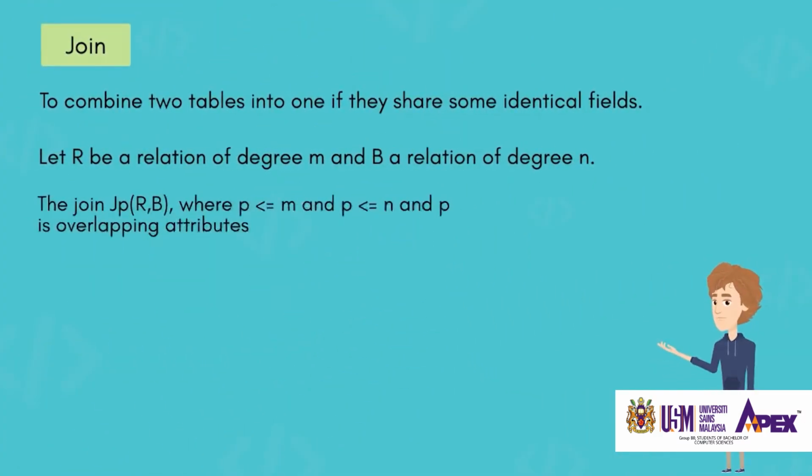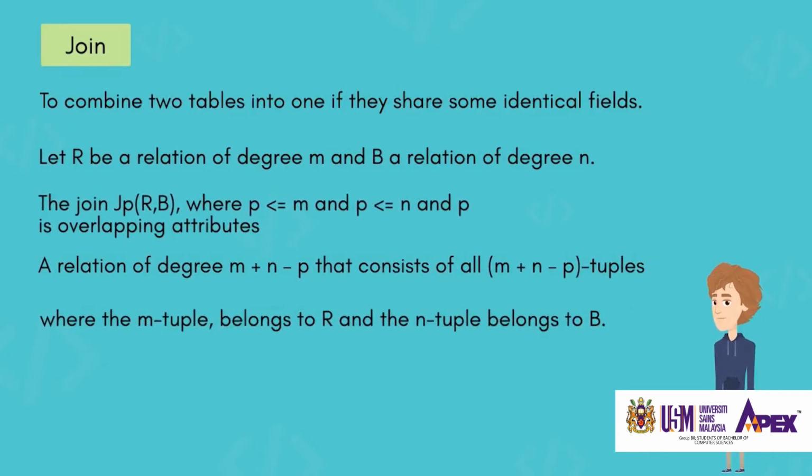Join. Join is an operator to combine 2 tables into one if they share some identical fields. Let R be a relation of degree m and S a relation of degree n. The join J_p(R, S), where p is less than or equal to m and p is less than or equal to n, and p is the number of overlapping attributes, is a relation of degree m plus n minus p that consists of all m plus n minus p tuples, where the m-tuples belong to R and the n-tuples belong to S.